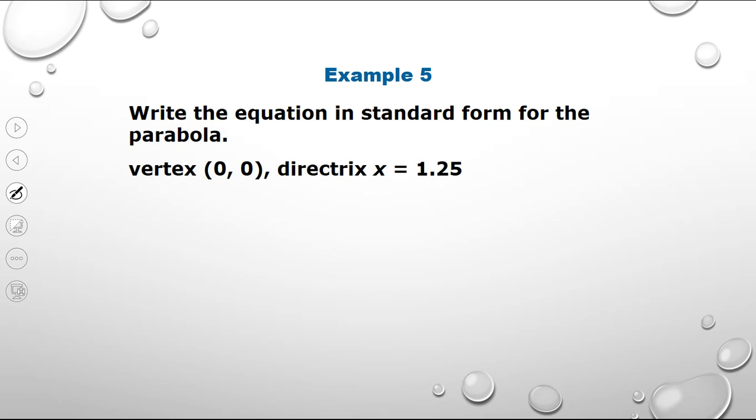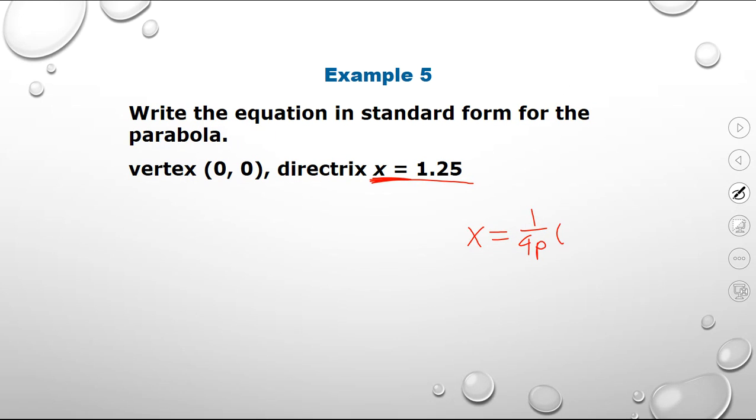Okay, so this one, again, the vertex is at 0, 0, and the directrix is x equals 1.25. So first and foremost, it's x equals for my directrix, which means this is a horizontal parabola. So I know I'm using this equation. All I need to do is know what p is. Now, the vertex is at 0, 0. The directrix is at 1.25. So how far away is the directrix? Well, we know it's 1.25 units away.